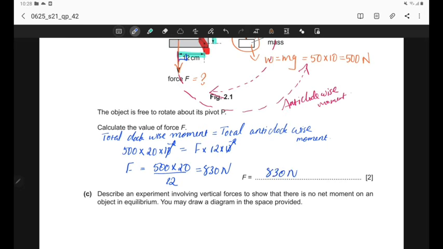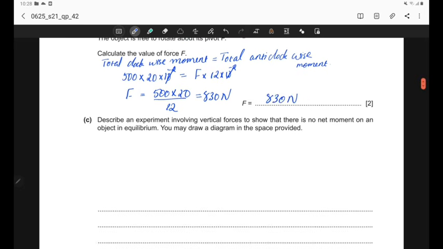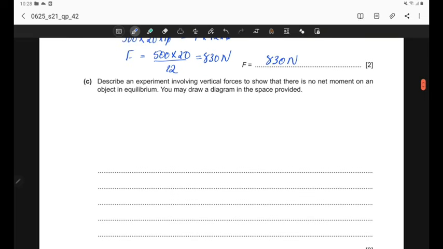830 Newton. Part C. Describe an experiment involving vertical forces to show that there is no net moment on an object in equilibrium. You may draw a diagram in the space provided. Here we have to draw a diagram of an object which contains some vertical forces, but the net moment on that object should be 0.